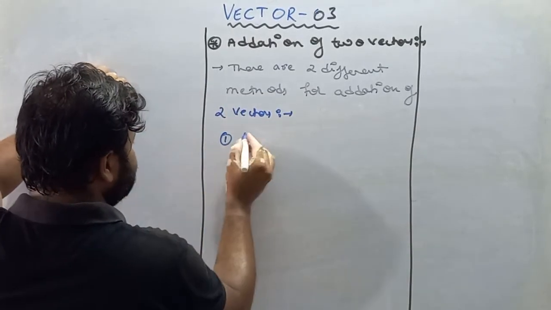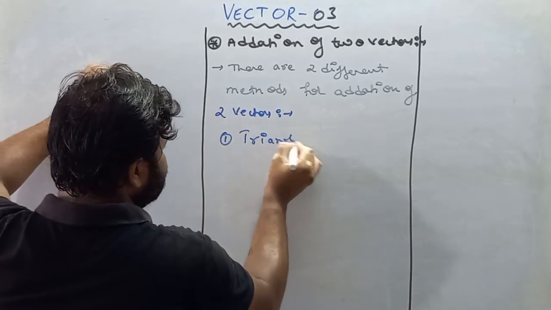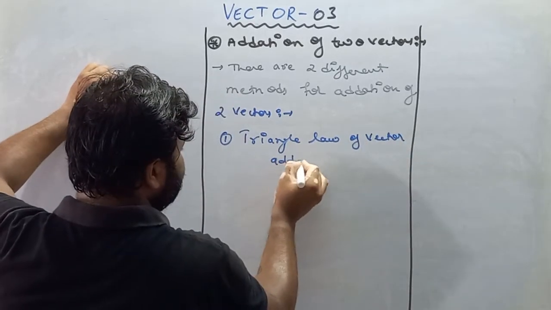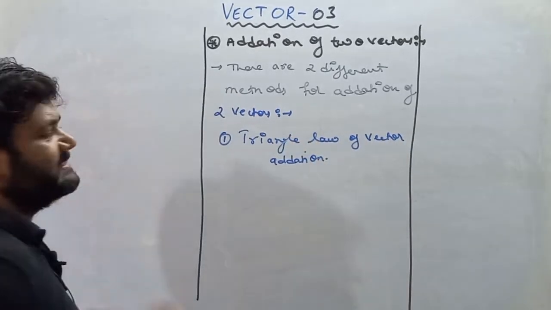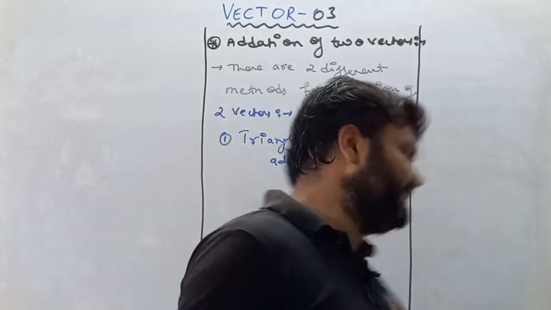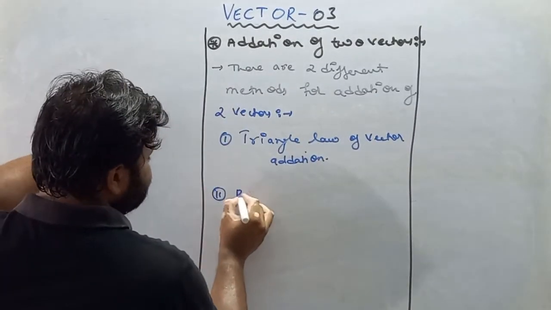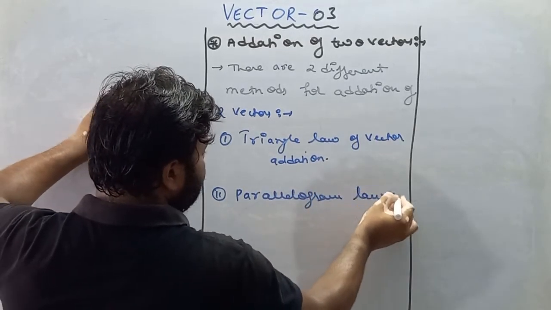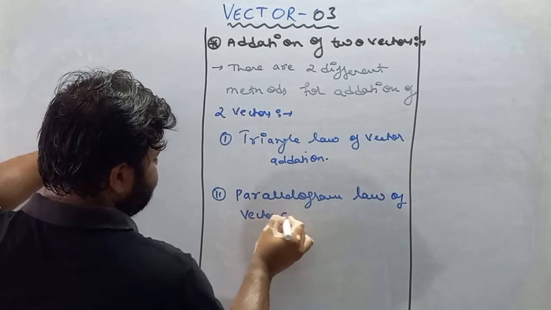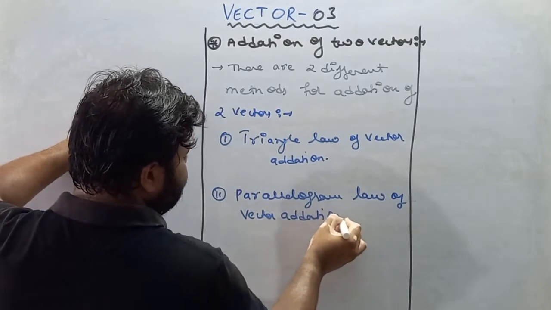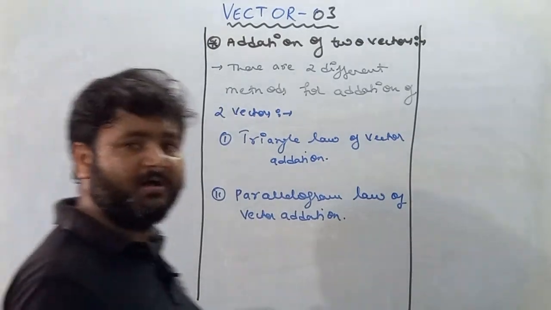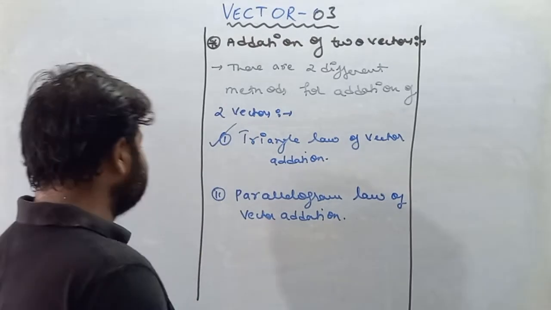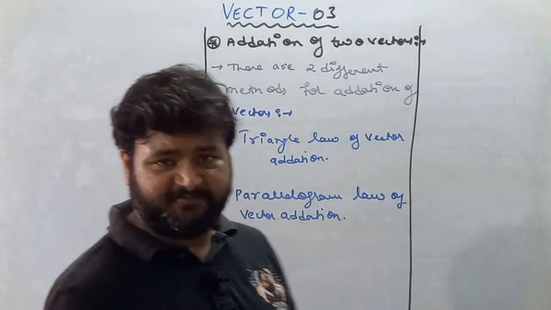One is the triangle law of vector addition, and the second method is the parallelogram law of vector addition. So dear student, we have two different methods of vector addition. First is the triangle law of vector addition and second is the parallelogram law of vector addition.